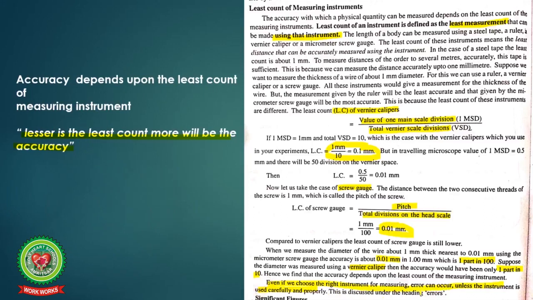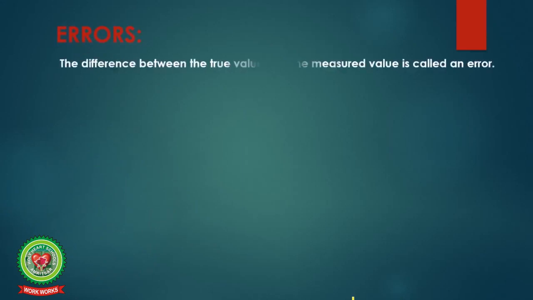This is discussed under the topic errors. Now the next topic is errors. This is an important topic. Different types of errors. First of all, what is error? The difference between the true value and the measured value is called an error. The difference between the true value and the measured value, which you get after performing the experiment, is called an error.